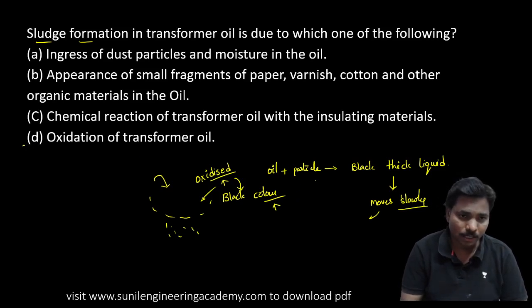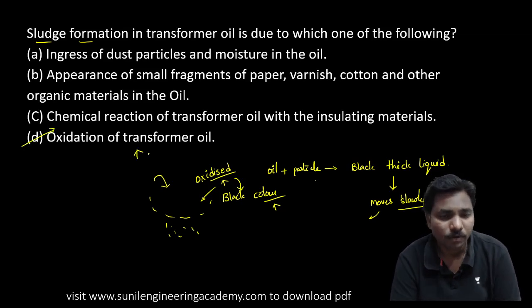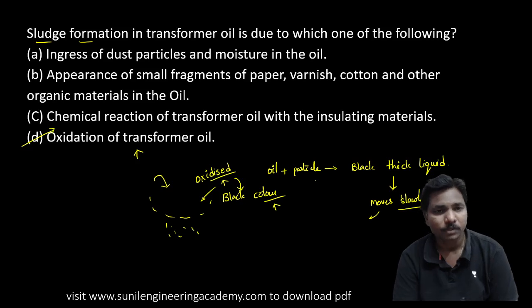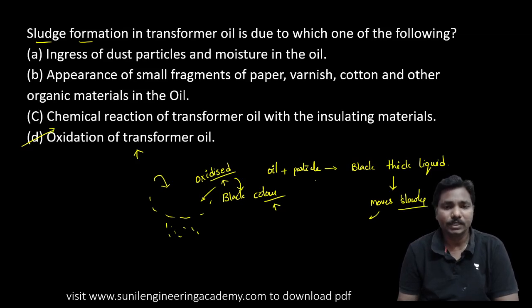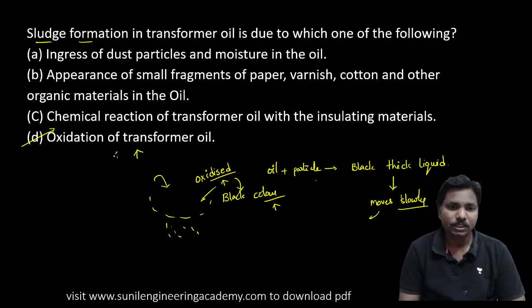So, oxidation of transformer oil. Sludge formation in transformer oil is due to high temperature, due to the oxidation of the transformer oil.